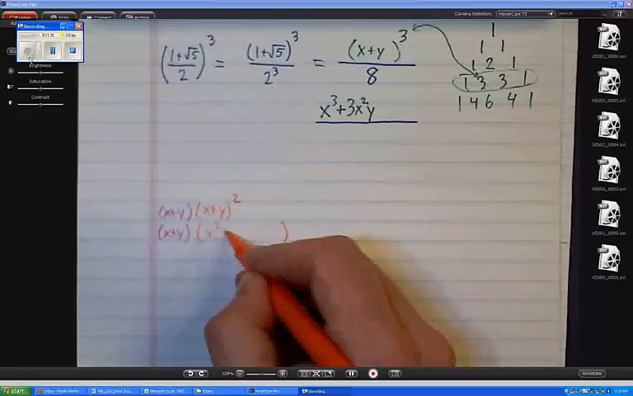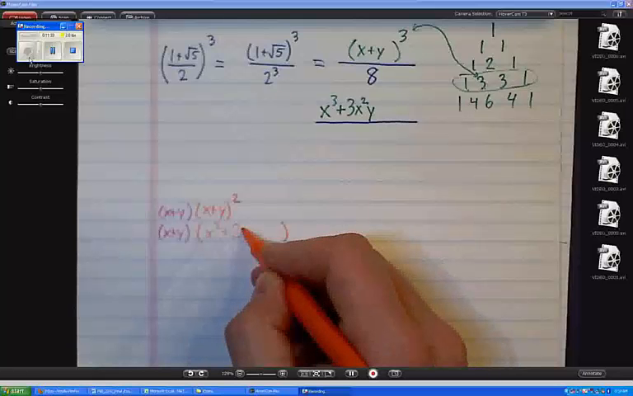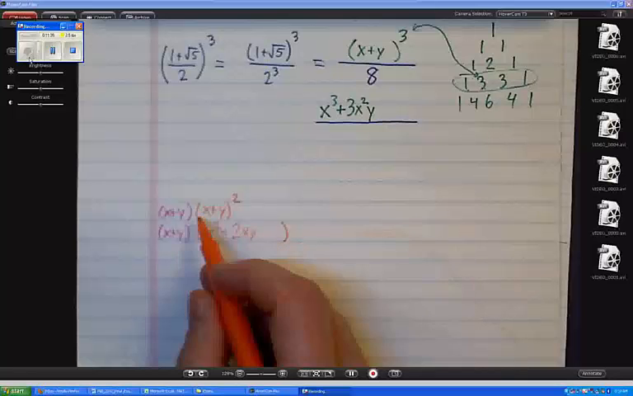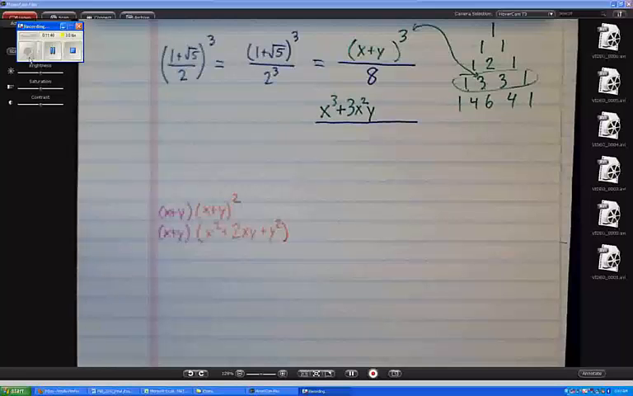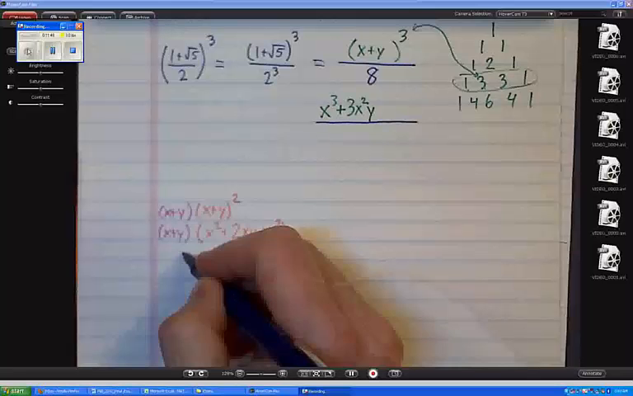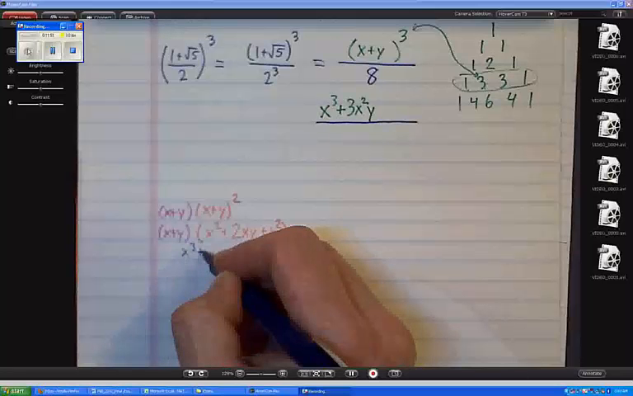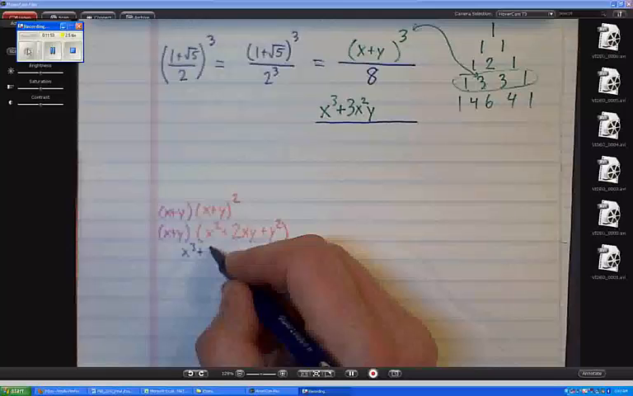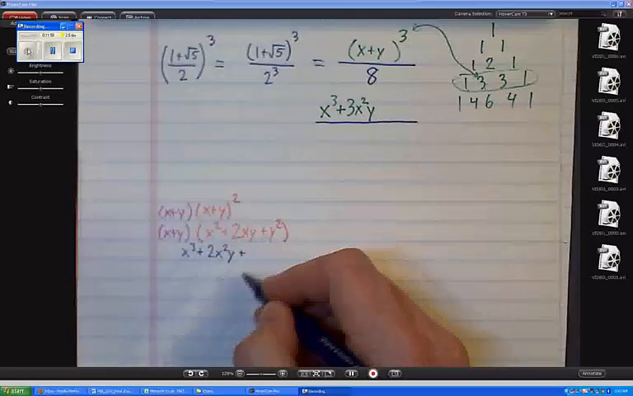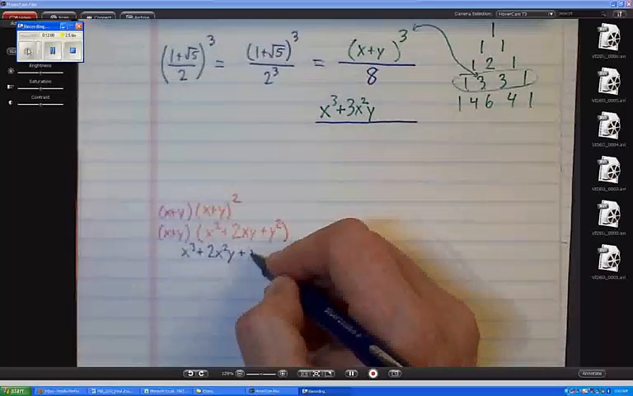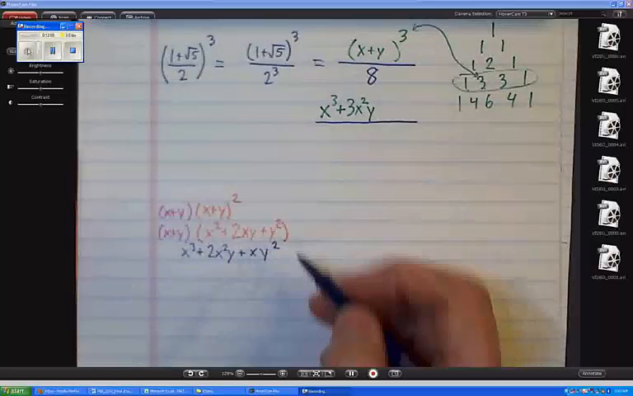x squared plus 2xy, because that's what I get from the outer and inner terms, plus y squared. When I multiply through by x, what's the first thing we get? x cubed. What's the next thing we get? 2x squared y. What's the next thing we get? xy squared.